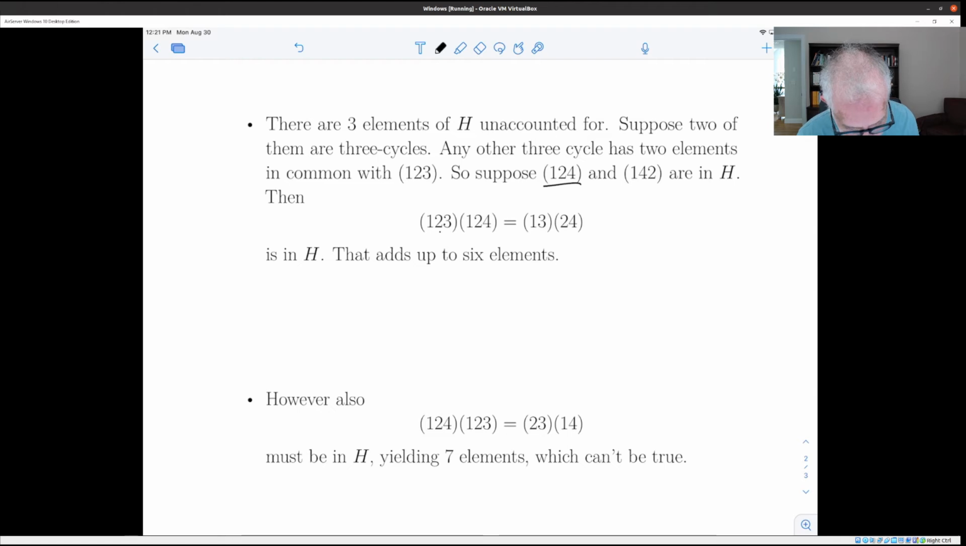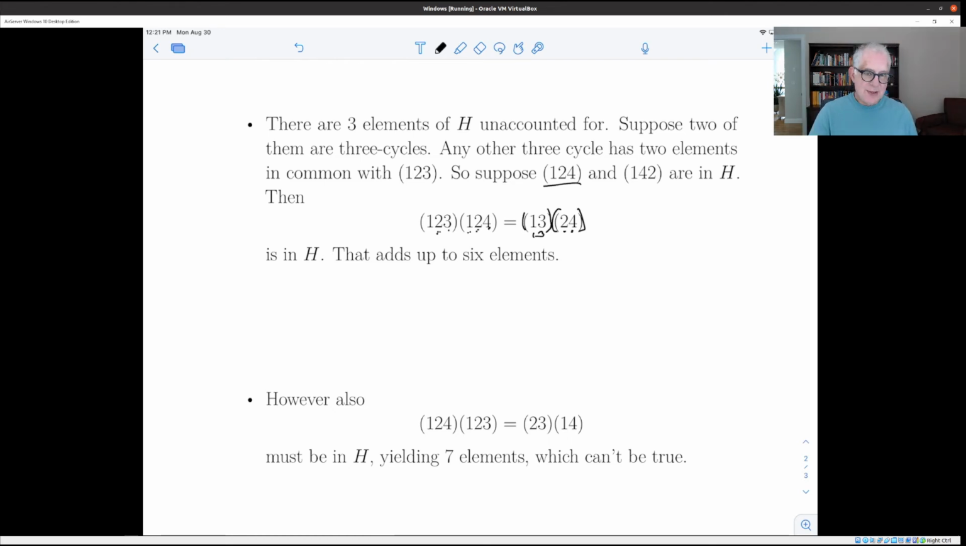And if we multiply (1 2 3) times (1 2 4), we have 1 goes to 2, goes to 3. So we have 1 goes to 3, and then 3 goes to 1. So that's where this transposition comes from. And then we have 2 goes to 4, and then 4 goes to 1 goes to 2, and that's where this comes from. So if we have (1 2 3) and (1 2 4), then we also have to have the product of transpositions (1 3)(2 4). And that's 6 elements: an identity, 4 3-cycles, and this (1 3)(2 4).